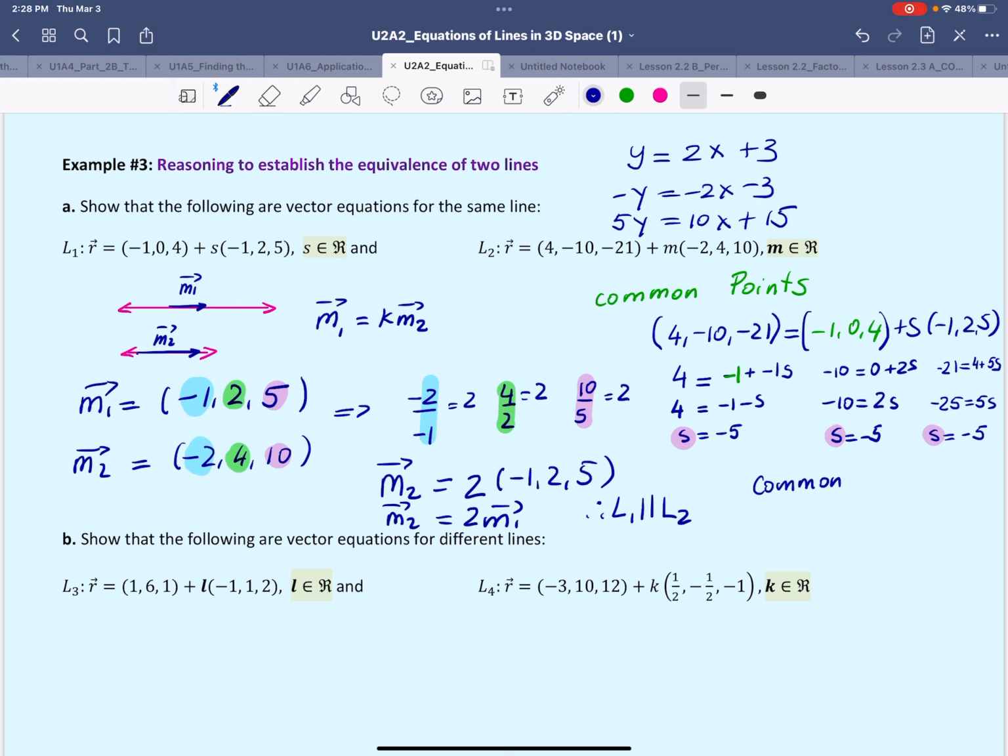And two parallel lines that share a point means that we have the same line. So that's how you prove it, and that's the end of it.